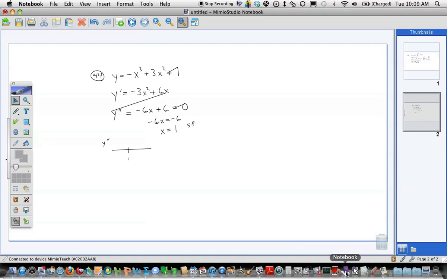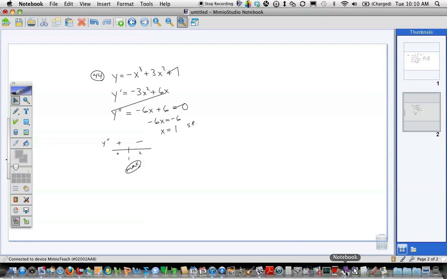I'm going to label it Y double prime this time, right? Because that's where our candidate came from, was Y double prime. Pick a number over here. Pick a number over here. I'm going to plug it back into Y double prime. Put a 0 in there. I get a 6, which is positive. Put a 2 in. I get negative 12 plus 6. That's negative. So clearly I have a max, because it goes from positive to negative.